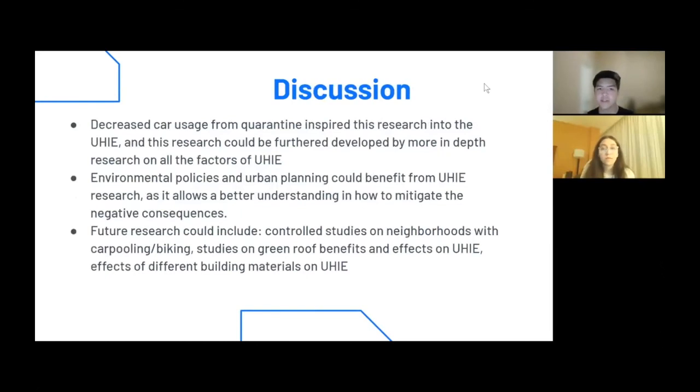And for the discussion, decreased vehicle usage from quarantine really inspired this research into the urban heat island effect. And this research can be further developed by looking into each factor that contributes to the UHIE. And certain environmental policies in urban planning could benefit from this research, since it would allow a better understanding of how to mitigate the urban heat island's negative effects.